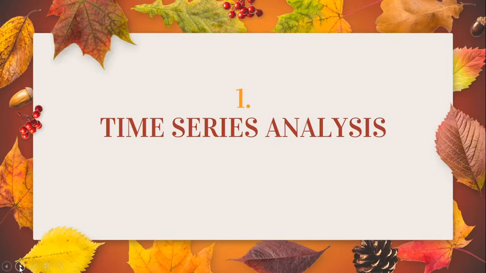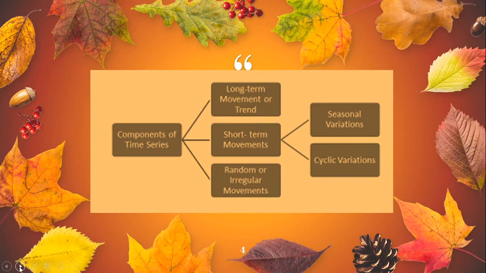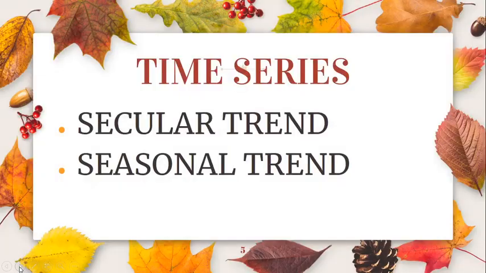So now we would be seeing time series analysis. When it comes to the time series analysis, the components are long-term movement or trend, short-term movements and random or irregular movements. The short-term movements may be seasonal variation or cyclical variation. So to repeat: long-term movement, short-term movement, random or irregular movement. The short-term movements may be seasonal variations or cyclical variations.